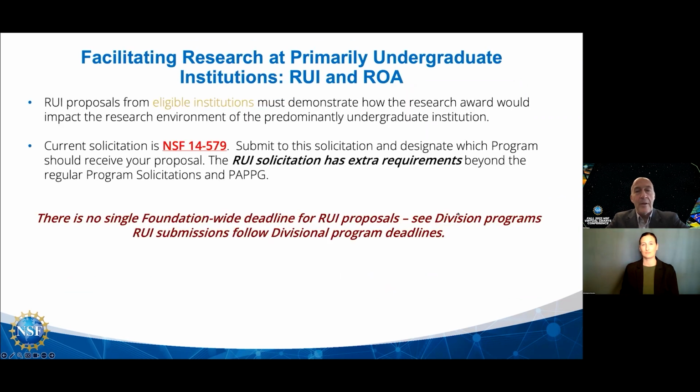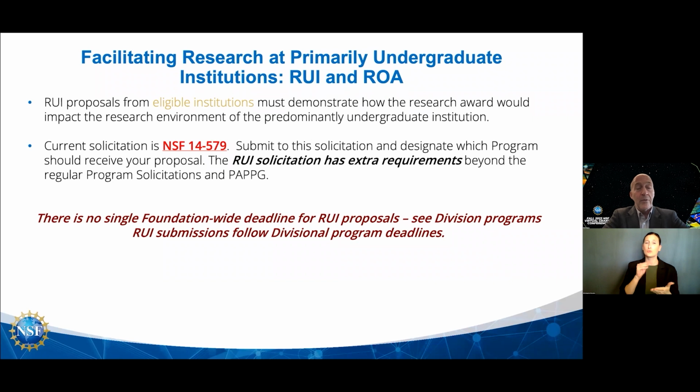All right, and the last funding opportunity, so the REUs are for students, for faculty to guide student research. Well, what about, I mean, there's also opportunities for researchers at primarily undergraduate institutions. So this is facilitating research at primarily undergraduate institutions. There's 2 types. There's RUI, which is research in undergraduate institutions, and the other is ROAs, which are research opportunity awards. Okay, so RUI proposals, these are for faculty research projects, which can include students, but it's not necessary.